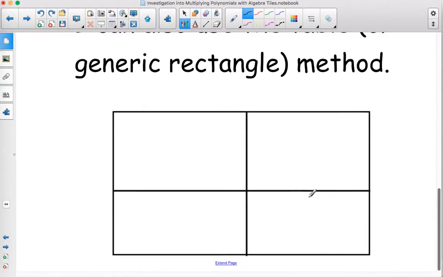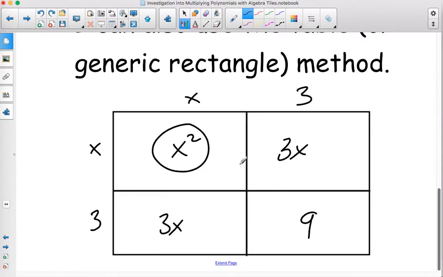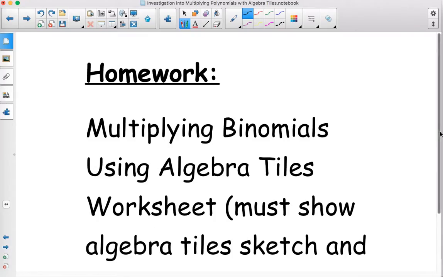If I used a rectangle method, it would be x plus 3 by x plus 3. This is x squared. X times 3 is 3x. 3 times x is still 3x, and 3 times 3 is 9. In total, I have an x squared, I have 6 x's, and I have 9 ones. Yeah?